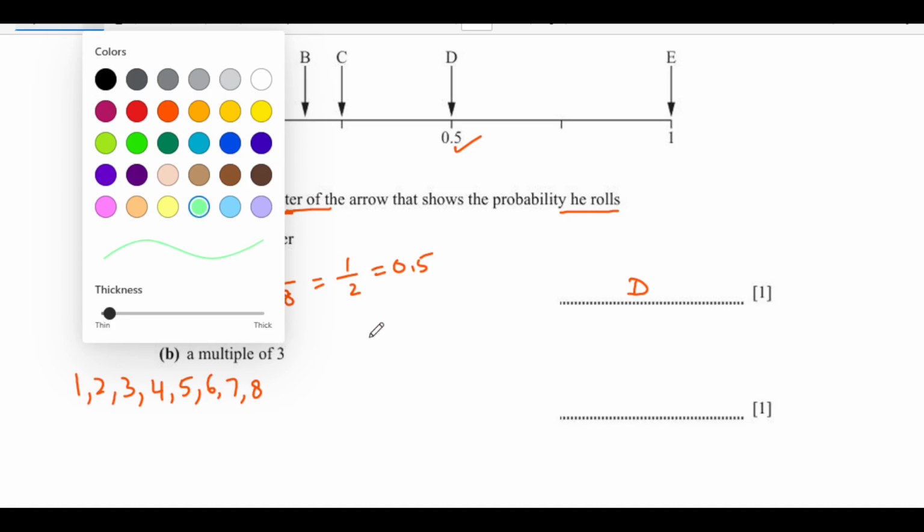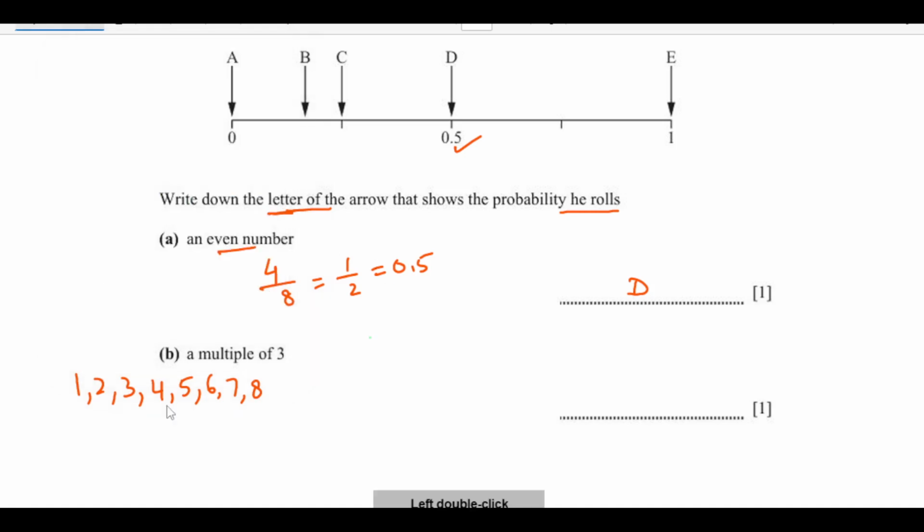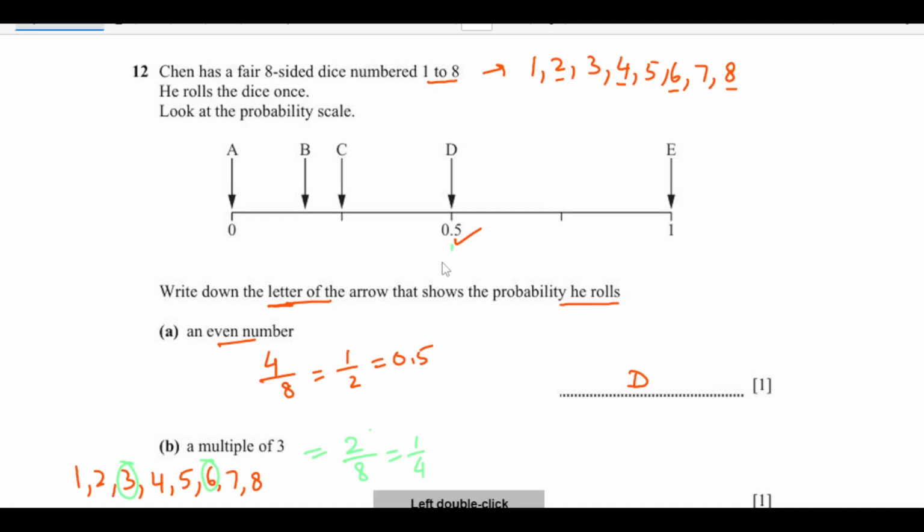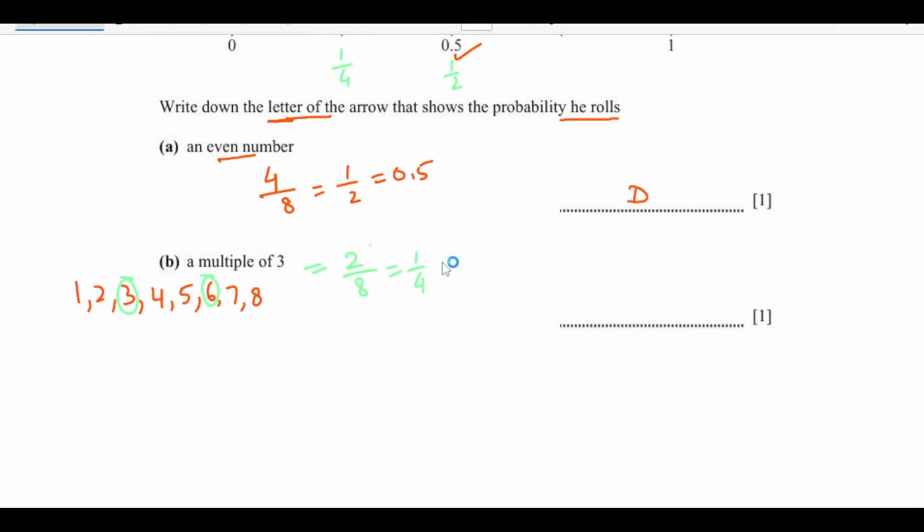multiple of 3. Multiple of 3 here is 3, and 3 times 2 is 6. So we have only two numbers which are multiples of 3. 2 over 8, that is 1 over 4. So 1 over 4 is going to be in the middle. This is 1 over 2, and 1 over 4 is going to go over here in the middle. So the answer is C.